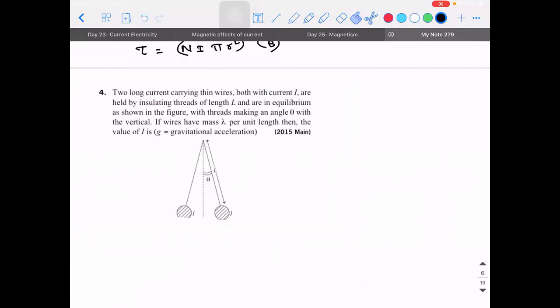How to proceed? They have used the word too long. Long means we can treat them like infinitely long. So whenever you see the word long, you cannot calculate the force. Rather, you can only calculate the force per unit length. Both with current I are held by insulating threads of length L.